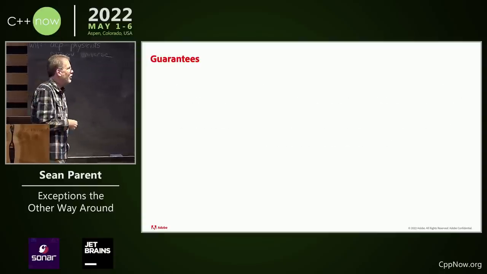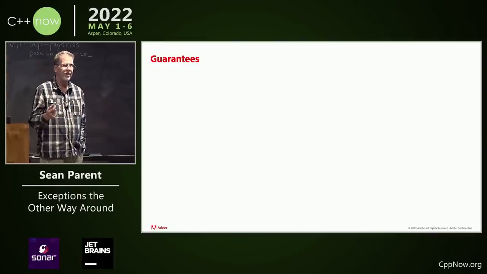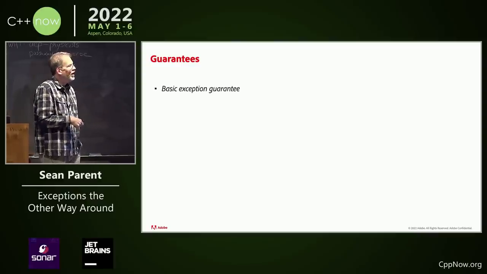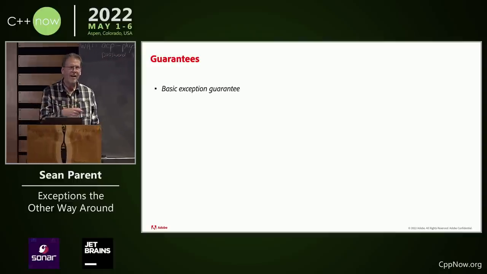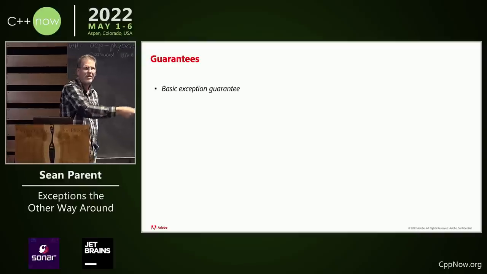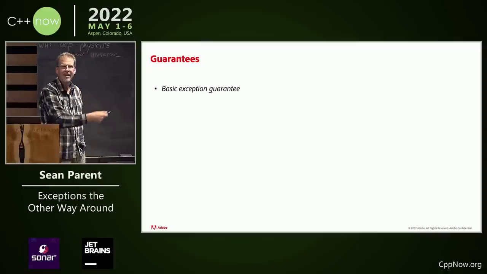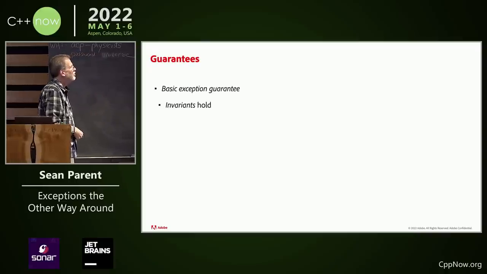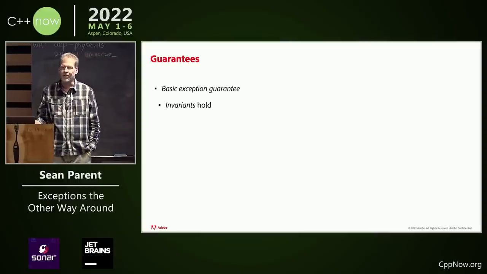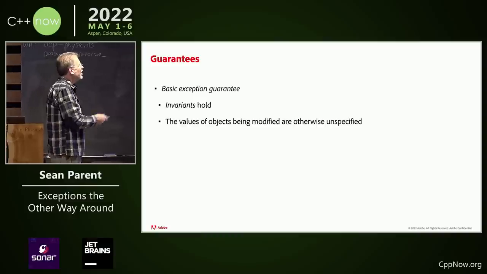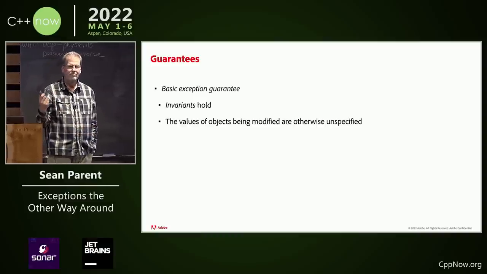So what does Dave lay out? He lays out the guarantees for exception handling. Hopefully everybody here has seen these. We have the basic exception guarantee. We haven't defined what guarantee means yet, but for right now we're going to say it means the English word. It's actually a term of trade, but we're going to just take it as the English word. It's close enough. So the basic exception guarantee means invariants hold. We've already talked about invariants. The values of objects being modified are otherwise unspecified. That's what it says.